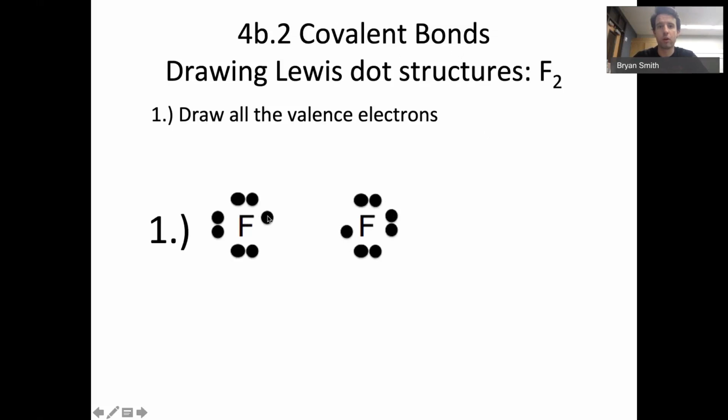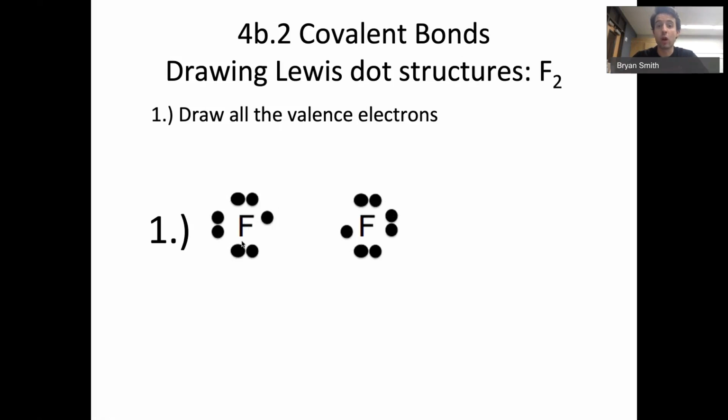Now remember from last lesson, the dots around the element symbolize the number of electrons. So for example, here, fluorine has 7 valence electrons. Valence electrons, not just regular electrons. Fluorine has 9 regular electrons, 7 valence electrons. So we put 7 dots around there, 1 for each valence electron.